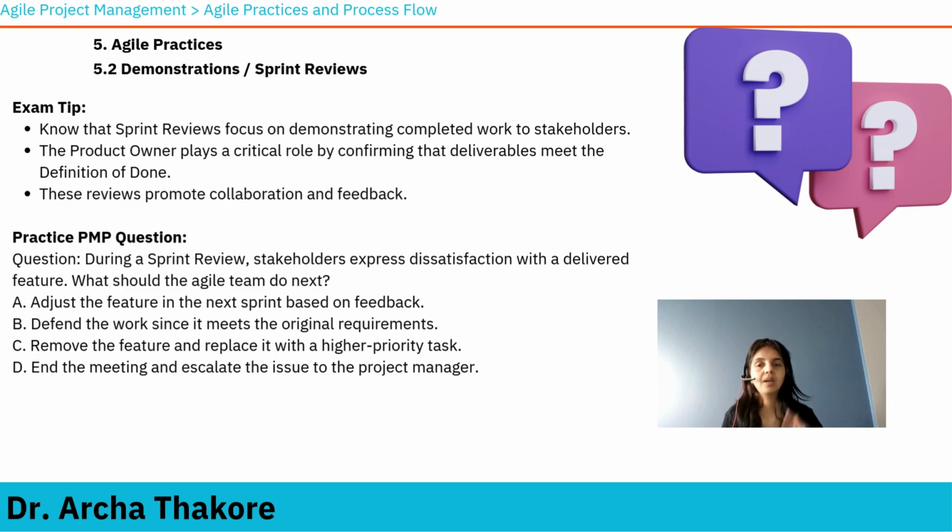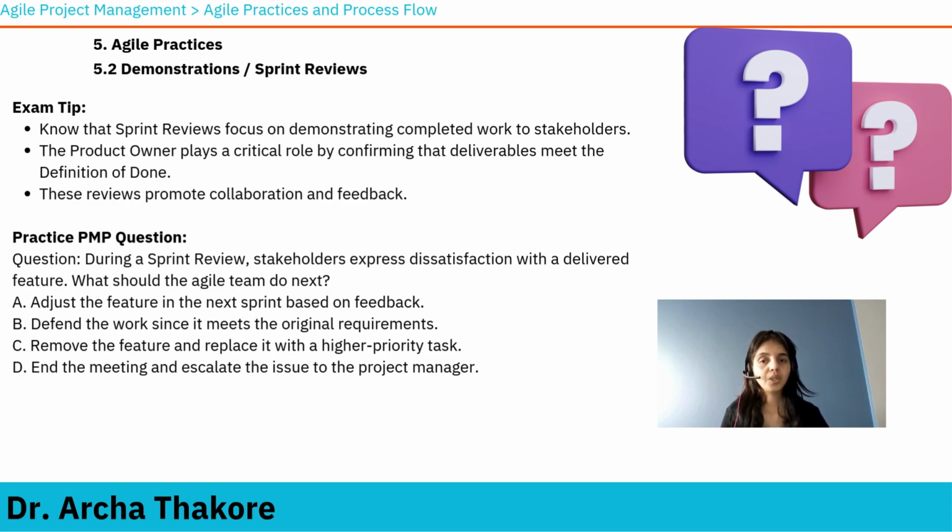We know that. Now, let's take a look at one simple question based on this practice. Let's read the question. During a sprint review, stakeholders express dissatisfaction with a delivered feature. What should the agile team do next? Now, what are my options? So, the sprint review happened. One of your customers or stakeholders said that this is not what we were looking for, or we want something else. Some feedback was given which is not positive. So, what are you going to do?